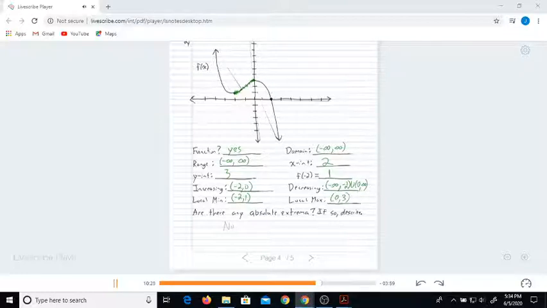Alright, and are there any absolute extrema? Nope. If it goes down forever and up forever, you can't have a highest or lowest point. If it goes up forever, there's no highest point. If it goes down forever, there's no lowest point.